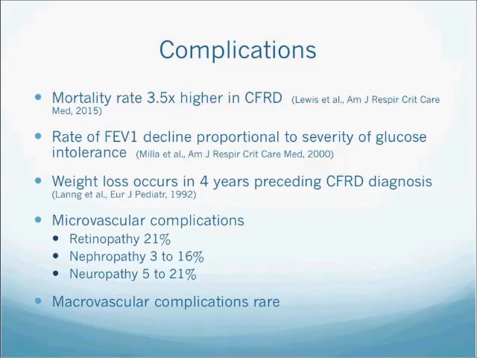As I mentioned before, they do have microvascular complications. 21% of them have retinopathy, 3 to 16% have nephropathy, and 5 to 21% have neuropathy. And as mentioned before, macrovascular complications are rare, so the usual mortality is related to their lung disease as opposed to heart disease, as seen in type 1 and type 2 diabetes.